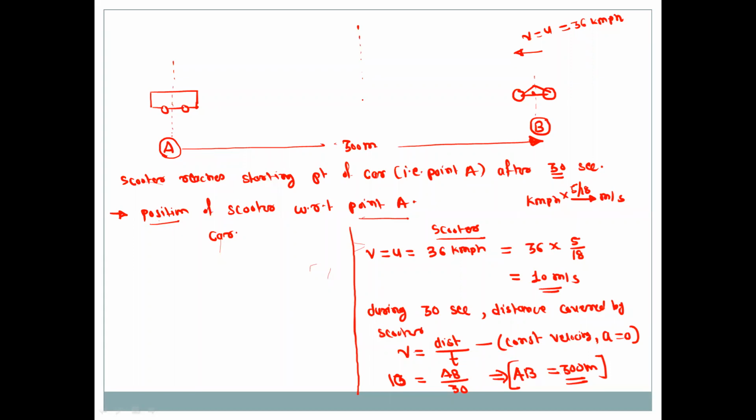Now assume one point M where the scooter passes the car. Okay, so this is the meeting point for two vehicles. So we have to find out the position of this meeting point either with respect to point A or with respect to point B. So let us take the distance of the point M with respect to point A as x. Okay, so this remaining distance from point B, it will be 300 minus x.